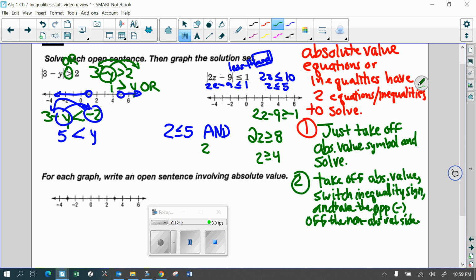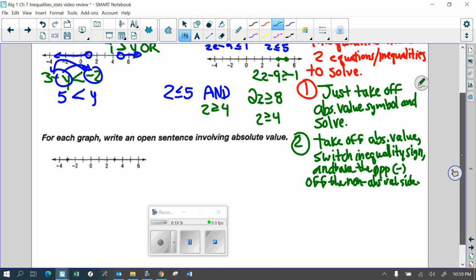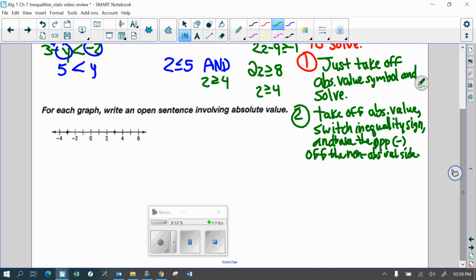So we have z is greater than or equal to 4, so it's greater than or equal to 4, closed circle, less than or equal to 5, shaded in between. Okay, so you're always going to have 2 equations if they were equations, or 2 inequalities to solve if you have an absolute value graph.